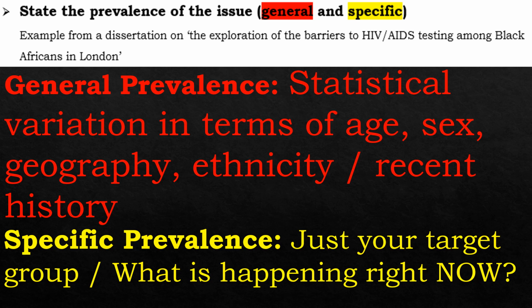So she moves from the general to the specific, and this is a very good format to employ when you're writing about the prevalence, when you're writing about factors, when you're writing about the outcomes or implications. You start very general, then you move on to specifics.